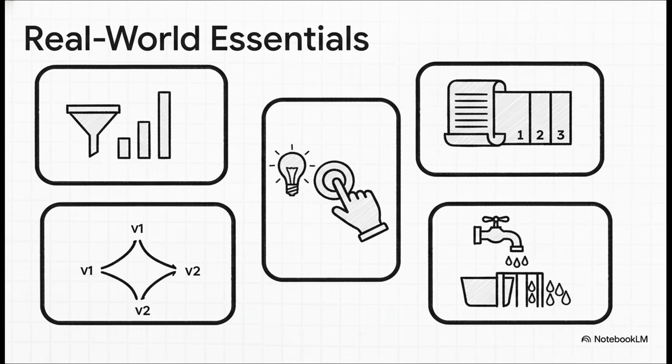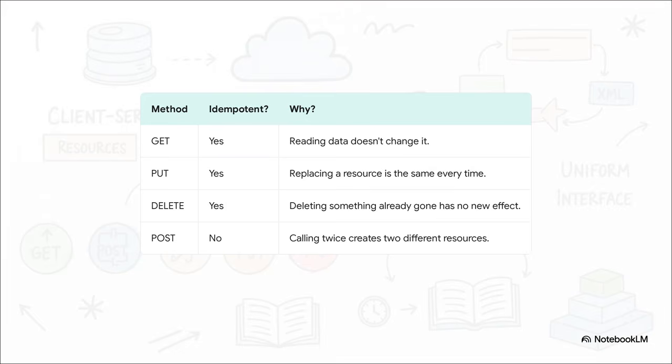And then there's this other crucial concept called idempotency. Now, this word, idempotency, sounds fancy, but the idea is actually super simple. It just means you can run an operation multiple times and it will have the same effect as running it just once. Think about it. GET, PUT, and DELETE are all naturally like this. Deleting something twice is the same as deleting it once. But POST is the odd one out. If you POST to /users twice, you've just created two different users. Understanding this difference is absolutely critical for building reliable systems that can handle network errors and retries gracefully.